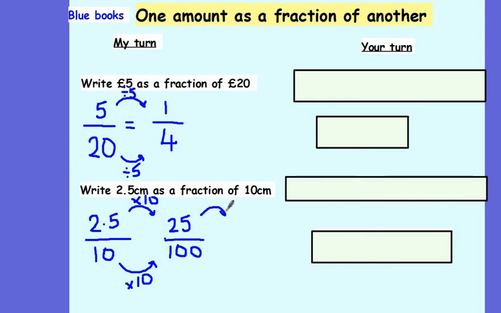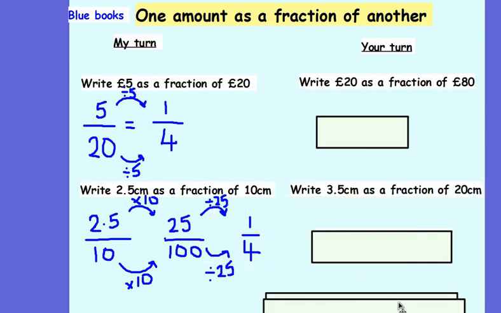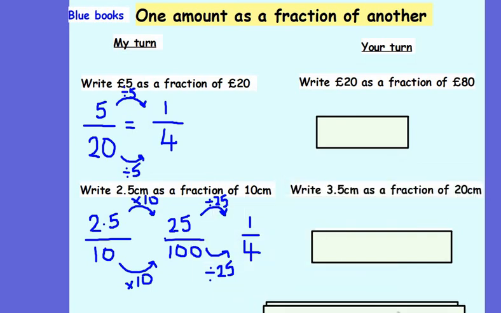I can then simplify that by just dividing top and bottom by 25. If I divide top and bottom by 25, I'm left with 1 out of 4. So we can say that 2.5 is a quarter of 10 centimetres. Over to you, Year 7. In your dark blue books, please pause the video for a couple of minutes and have a go at these questions. Please do that now.